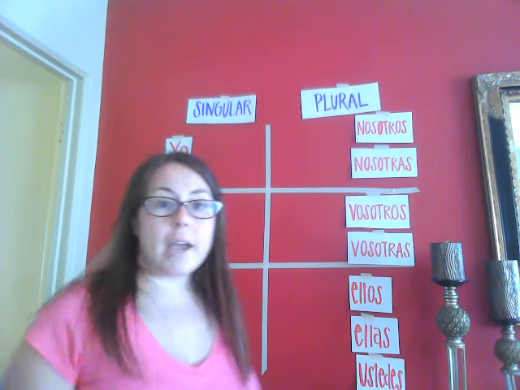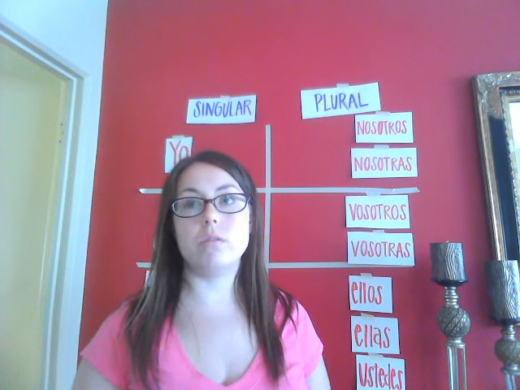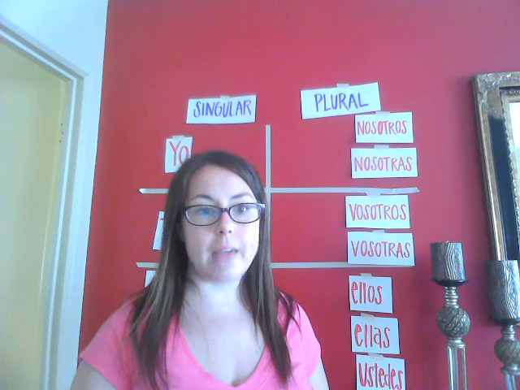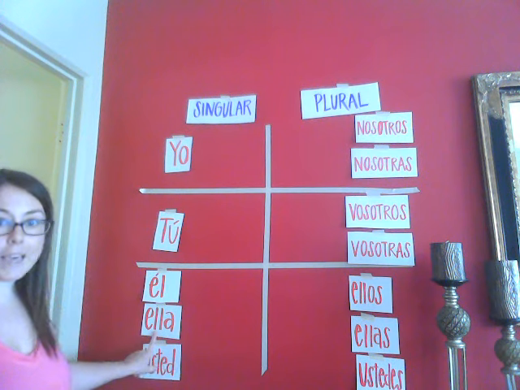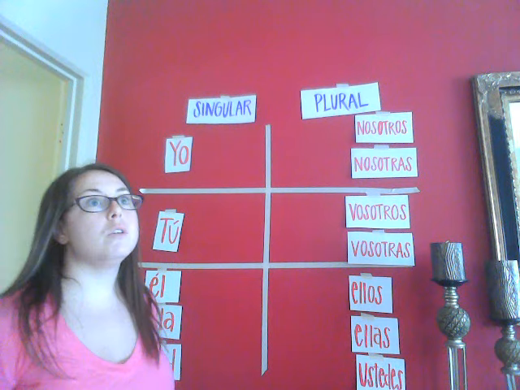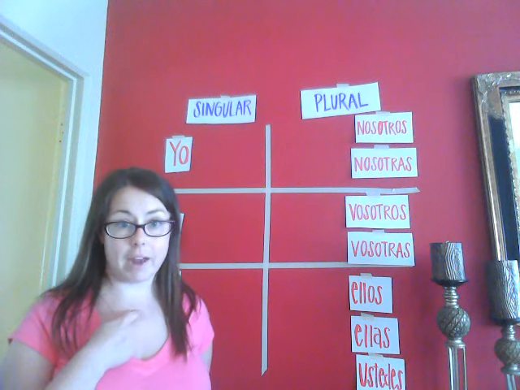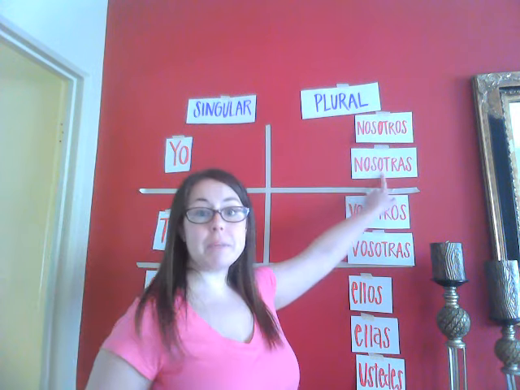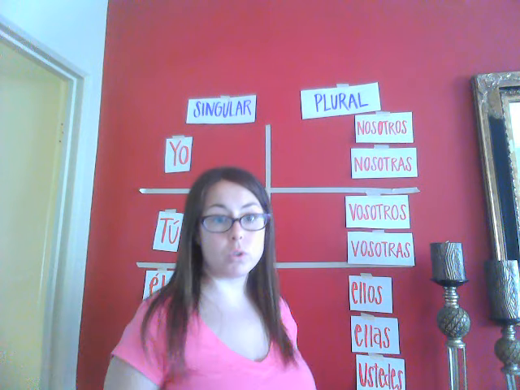Okay, so let's kind of do a review. Which one of these would I use if I was talking about my friend Sally? Okay, the correct answer would be ella, because I'm talking about her. Okay, which one would I use if I was talking about Sally and myself, and I'm the person talking? That would be nosotras, because we are both girls. If it's me and Sally and I'm saying we, because we're both girls, I would use nosotras.